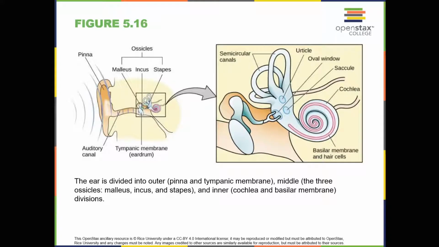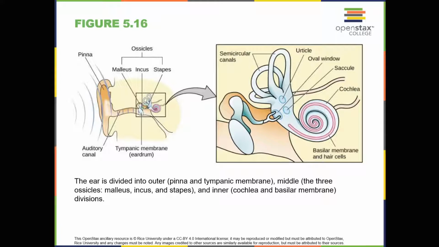Anatomy of the auditory system. The ear can be separated into multiple sections. The outer ear includes the pinna, which is the visible part of the ear that protrudes from our heads, the auditory canal, and the tympanic membrane, or eardrum. The middle ear contains three tiny bones known as the ossicles, which are named the malleus, or hammer, incus, or anvil, and stapes, or stirrup.